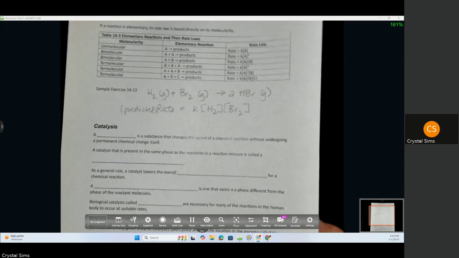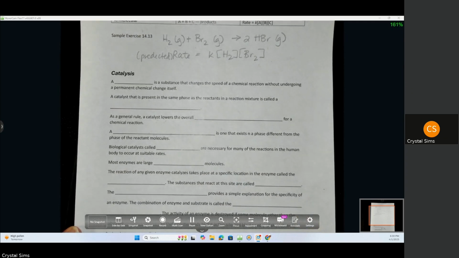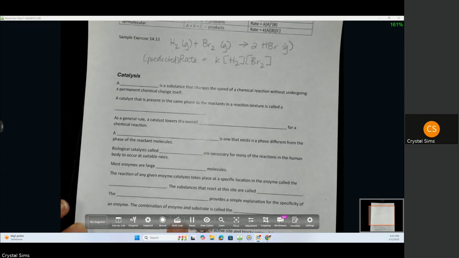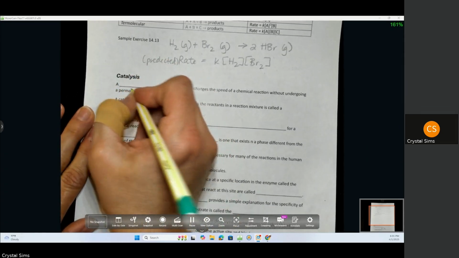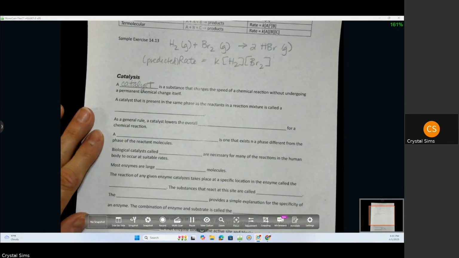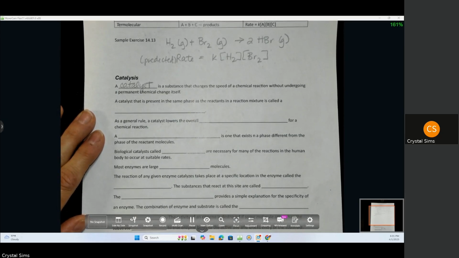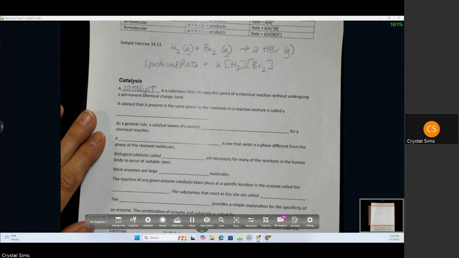Okay. Now the last section here we get into is catalysis because I'm skipping some of that in the reaction mechanism section. Remember, we talked about this early on. A catalyst is a substance that changes the speed of the reaction. It's going to speed up a reaction without actually becoming used up or involved in the reaction itself.